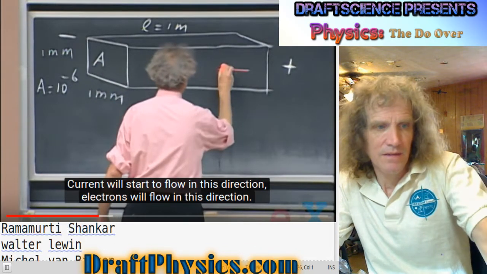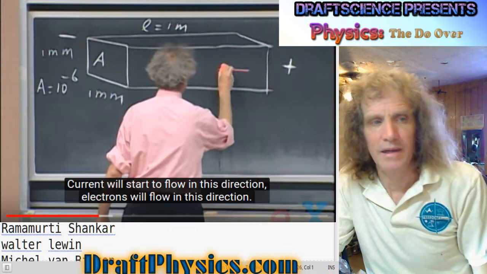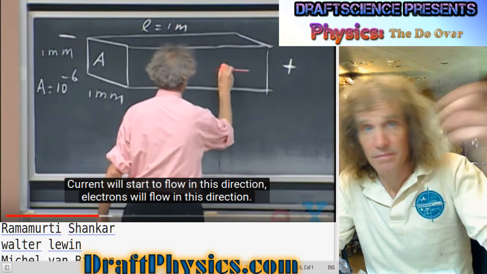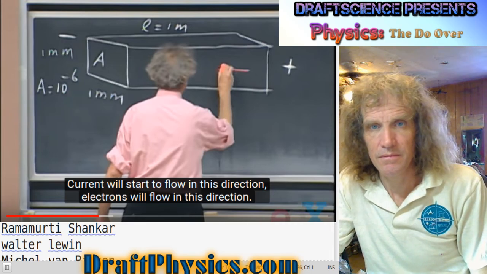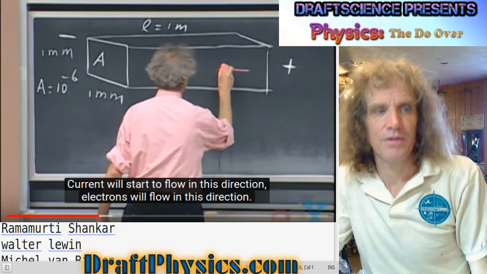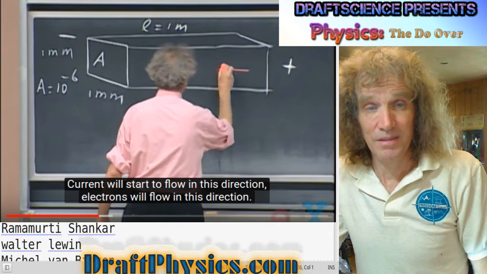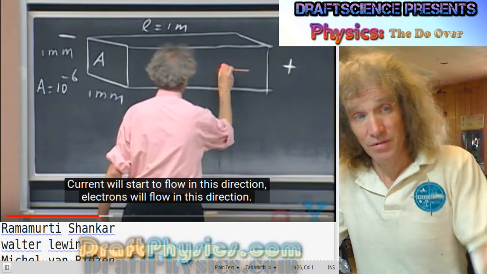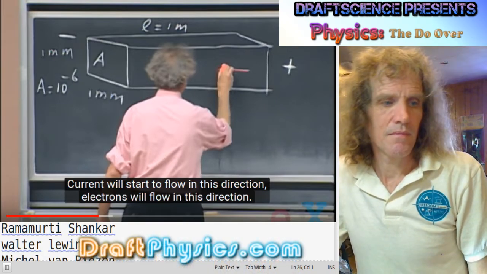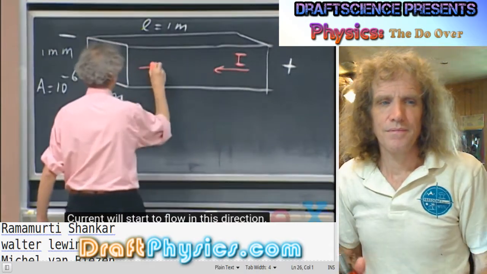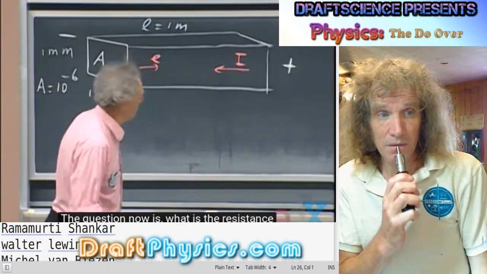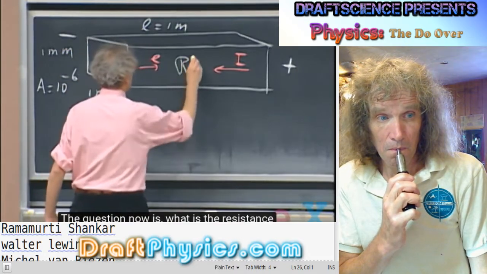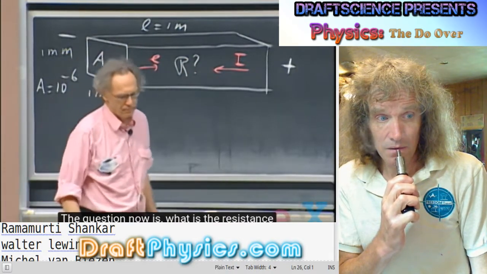It simplifies things to use a square conductor, I guess, because then you don't have to use pi to get to your area. You can just do a simple area calculation. So I suppose that's why I used a rectangle. Electrons will flow in this direction. The question now is, what is the resistance of this chunk of material?